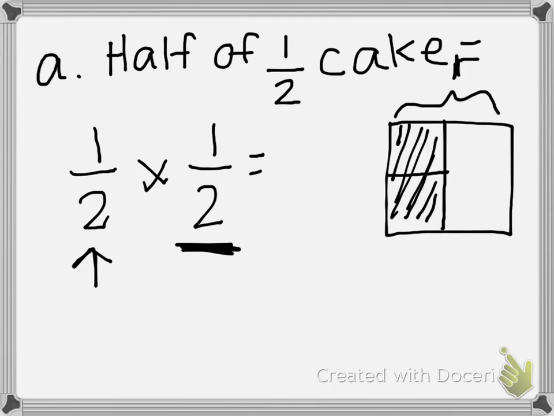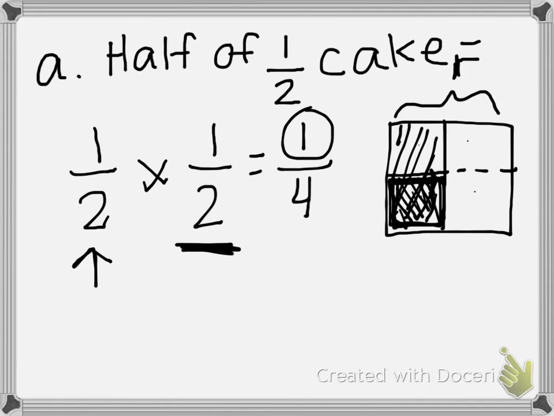Okay, so 1/2 of that half is represented in this box. Well, if I extended this line, then it would show 4 pieces. And I would show that one of those pieces out of 4 is what I'm left with. So my answer is 1/4. Okay, and I can check my answer by using multiplication by just multiplying straight across. So 1 times 1 is 1, and 2 times 2 is 4. So my answer is 1/4.